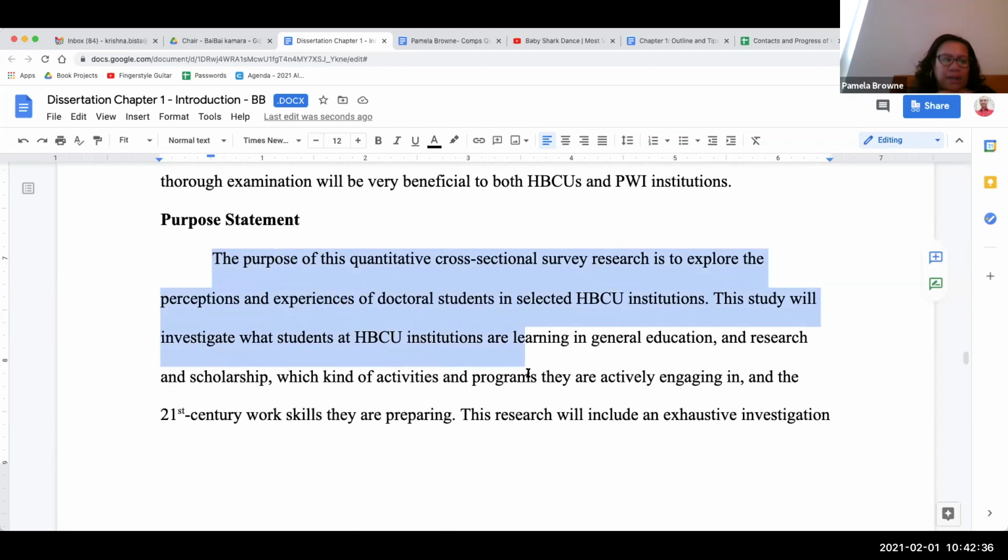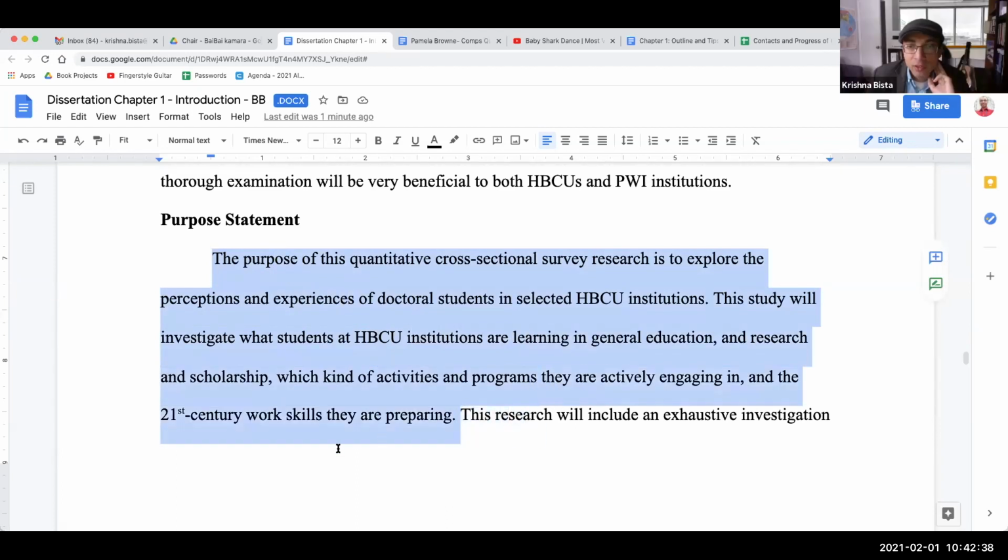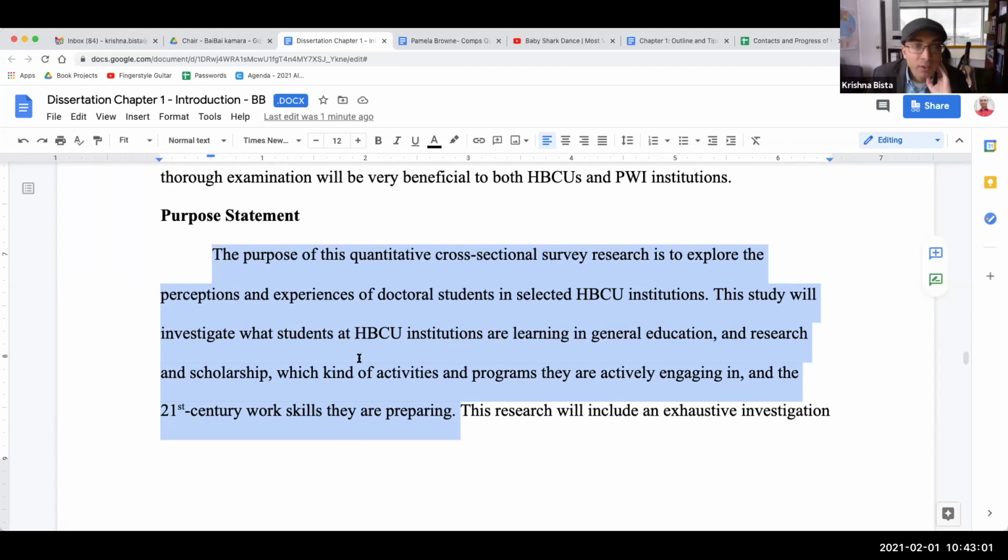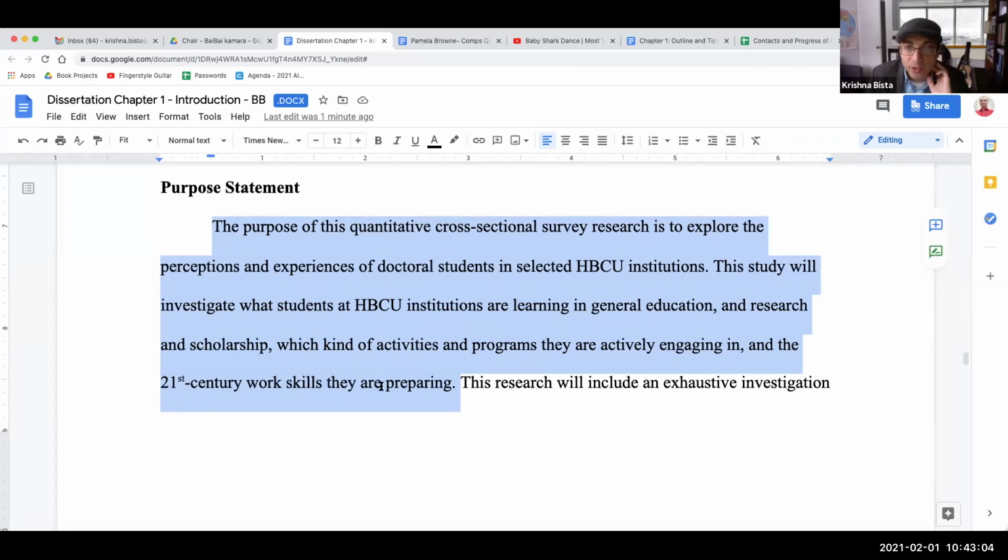No purpose. Okay. Would you like to read 2 sentences? Yes, sure. The purpose of this quantitative cross-sectional survey research is to explore the perceptions and experiences of doctoral students at HBCUs. Selected should not be there. The study will investigate what students at HBCU institutions are learning in general education and research and scholarship, which kind of activities or programs they are actively engaging in, and the 21st century work skills they are preparing.